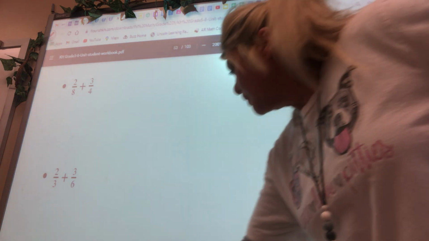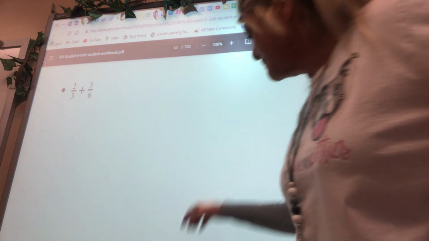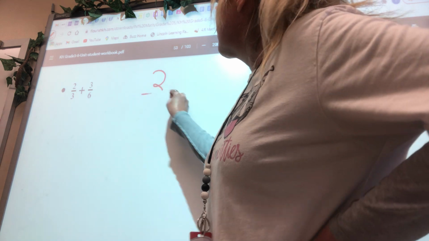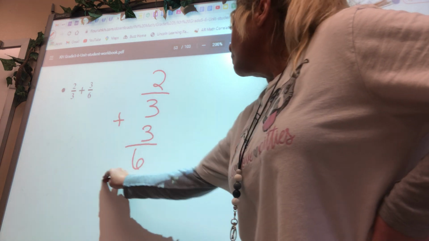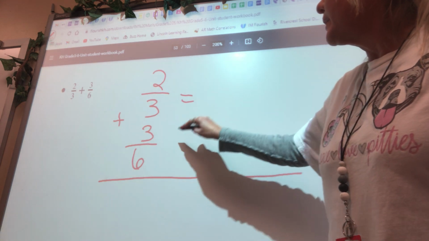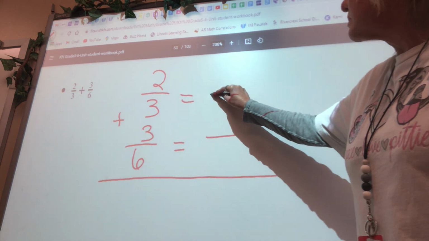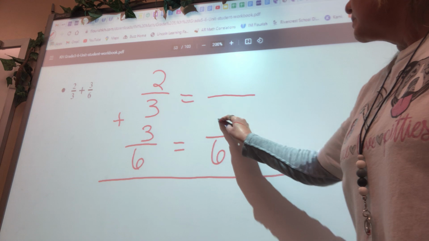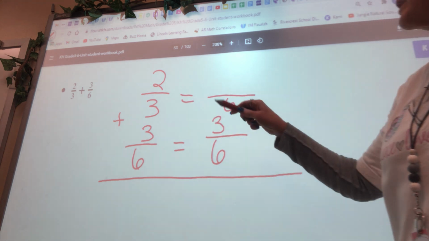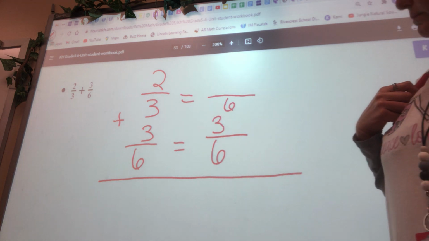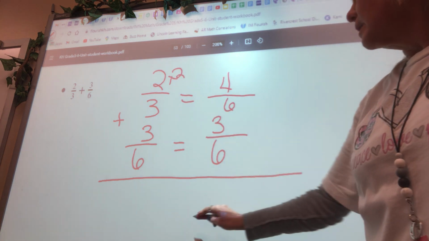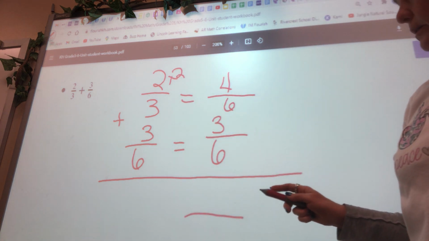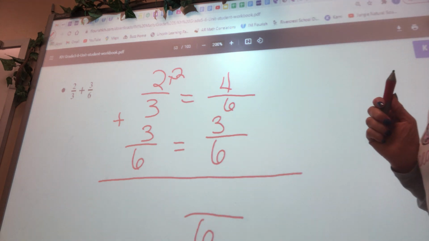All right, 2/3 and 3/6. What would my common denominator be? 6. Okay, what would I have had to do to that? So I have to do it here too. What do we do with that denominator? Keep it. 4 plus 3.